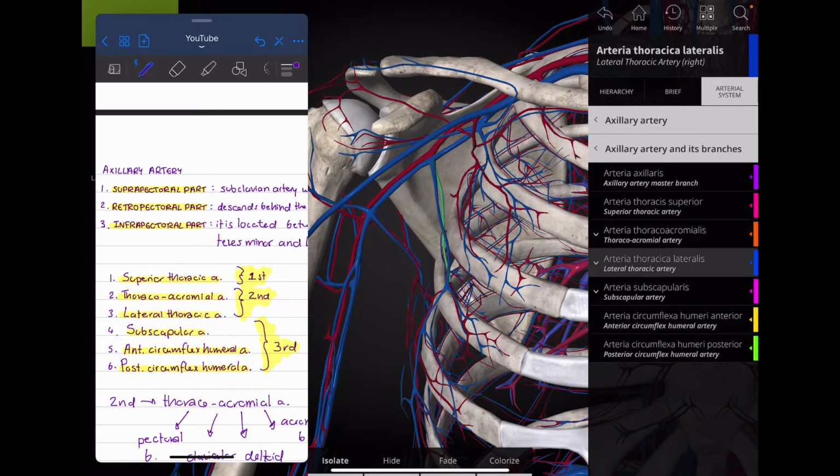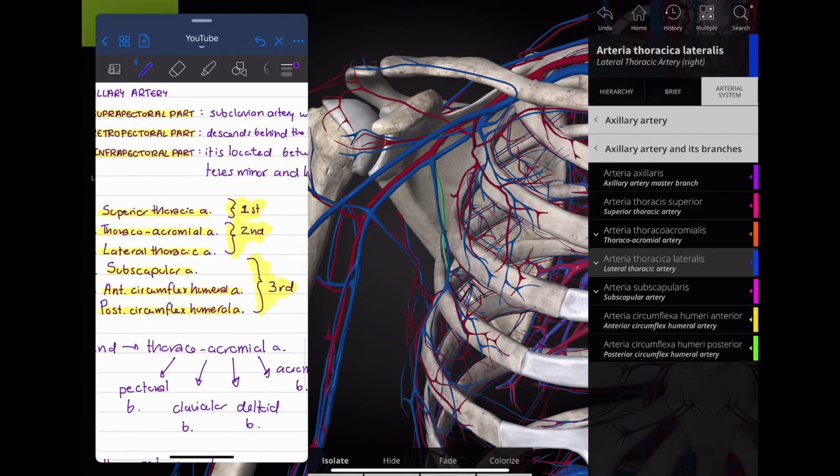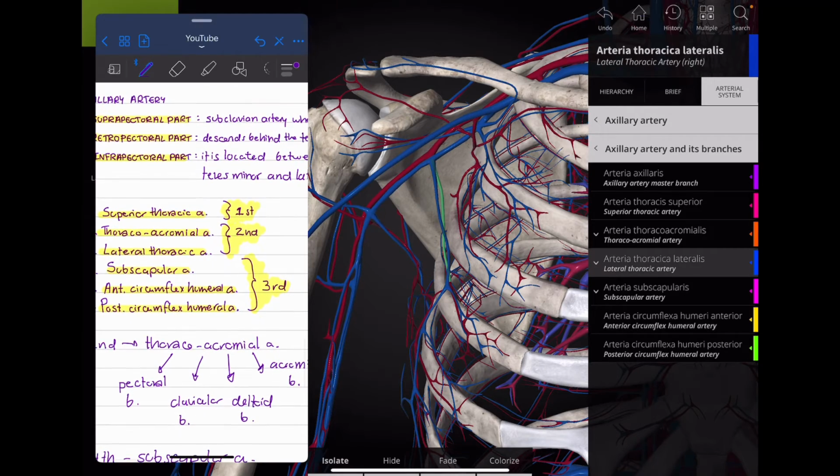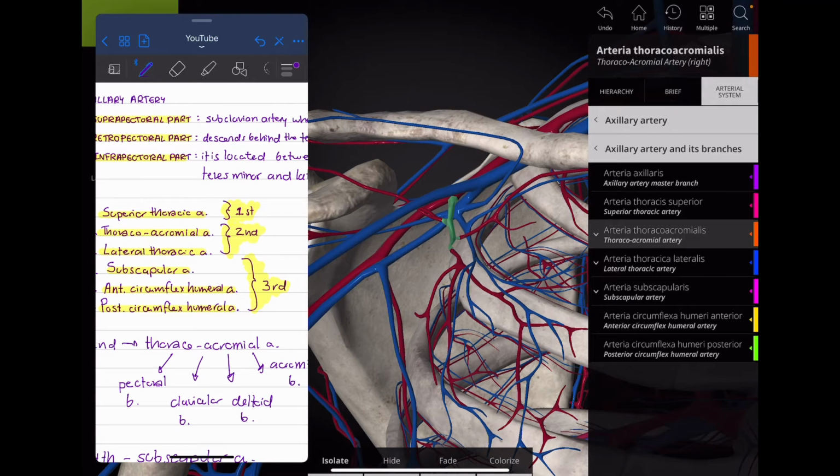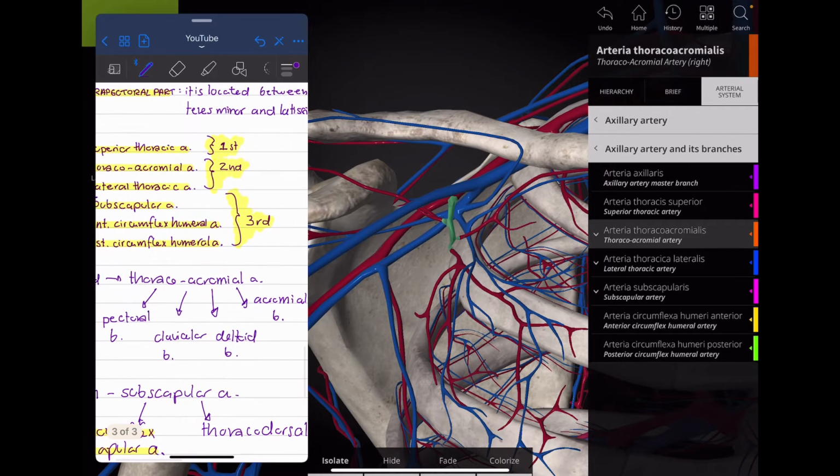Now, an important thing to remember about the thoracoacromial artery, so let's go back to it, is that it has a few branches which you need to know about. And those would be the pectoral branch, clavicular branch, deltoid branch, and acromial branch. As the name suggests, the pectoral branch supplies the pectoral aspect, so it will also be supplying the pectoralis minor and the pectoralis major muscles.